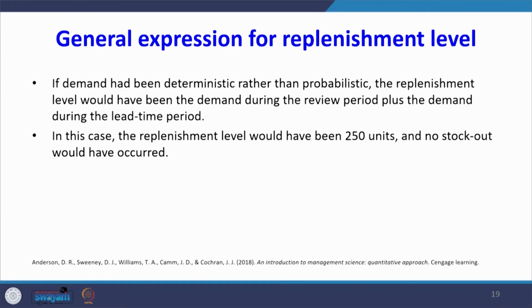Now, we will go for the general expression for the replenishment level. If the demand had been deterministic rather than probabilistic, the replenishment level would have been the demand during the review period plus the demand during the lead time. In this case the replenishment level would have been 250 units, because the demand, remember, initially was given as 250. No stock out would occur, because we know in advance what the demand is. So, if the demand is deterministic, the order quantity will be 250.